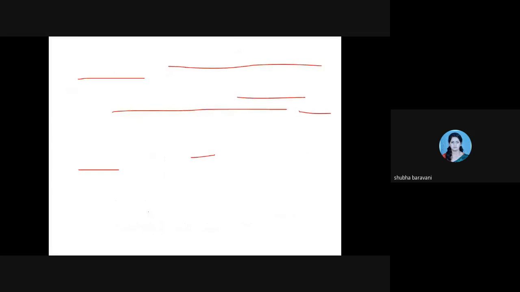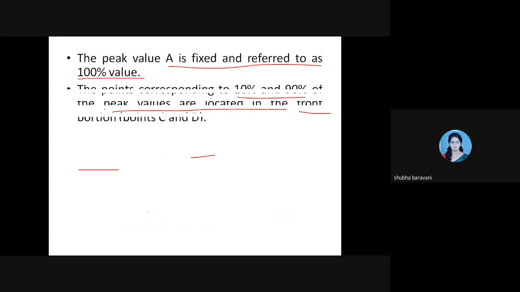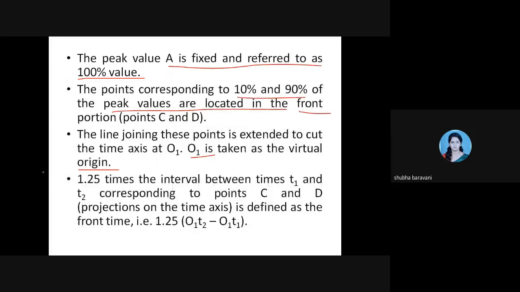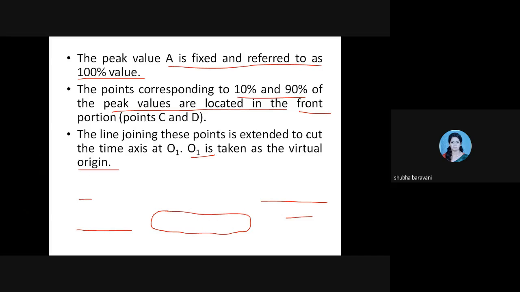So 1.25 times the interval between T1 and T2, corresponding to points C and D, is defined as the front time. So your front time is 1.25 into O1T2 minus O1T1. Is it understood up till here?